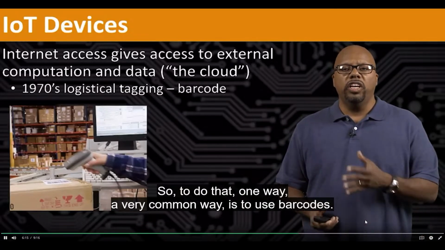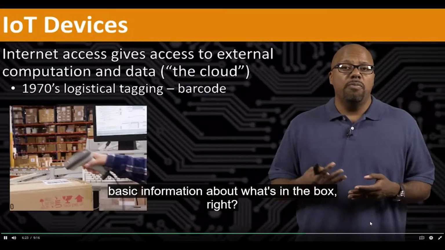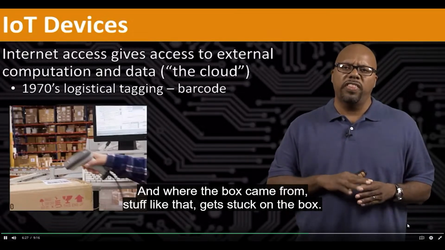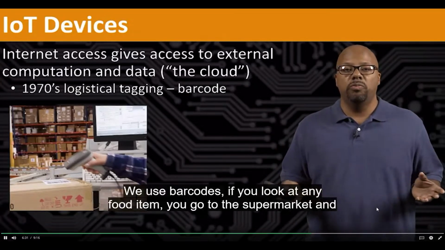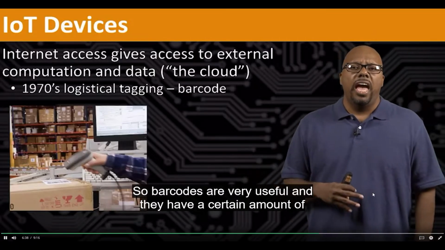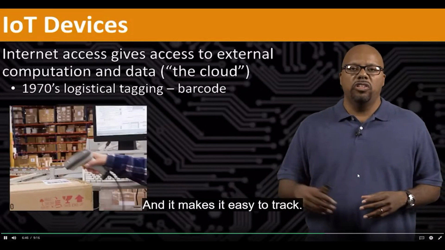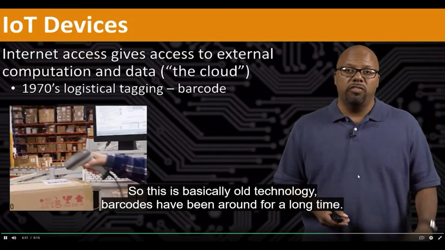To do that, a very common way is to use barcodes, right? This helps you because every box, every device, has a barcode which has some basic information about what's in the box and where the box came from, stuck on the box. Barcodes are in very common use today, right? If you look at any food item, you go to the supermarket, you check yourself out, you run the barcode over the scanner, right? So barcodes are very useful, and they have a certain amount of information on there, and they make it so that you can just scan the device and find out information about what is in the box, and it makes it easier to track. So this is basically old technology. Barcodes have been around for a long time.